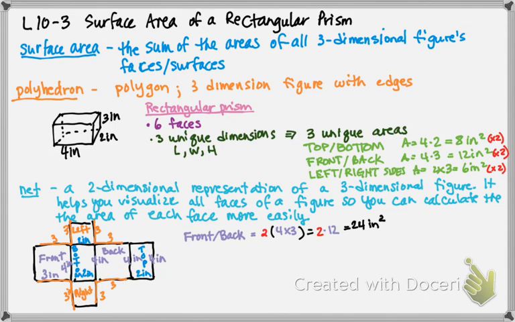Now if I look at the bottom and the top, or top and bottom, let's do top and bottom. I have obviously 2 figures. And those dimensions are 4, but this time by 2.